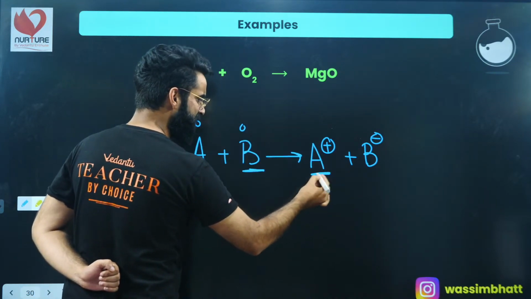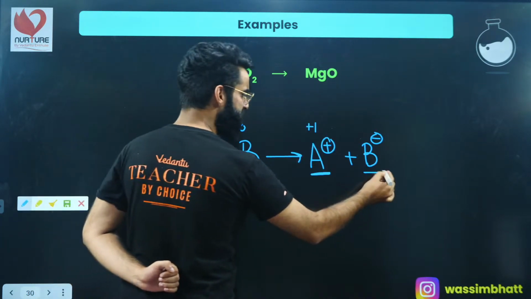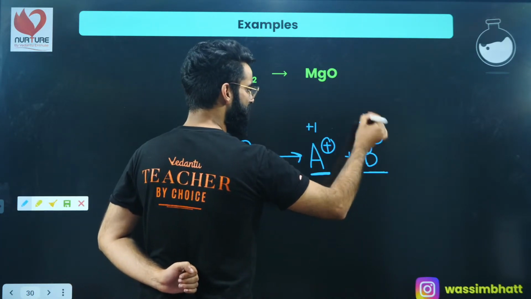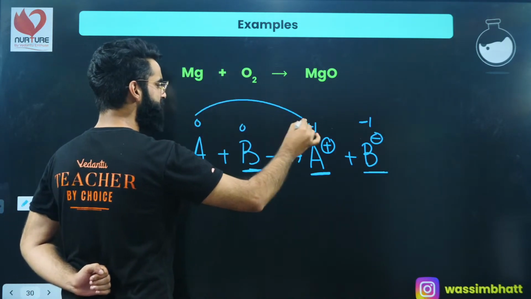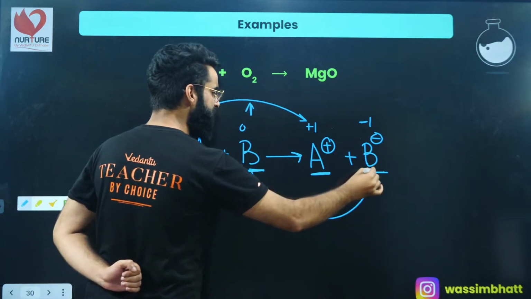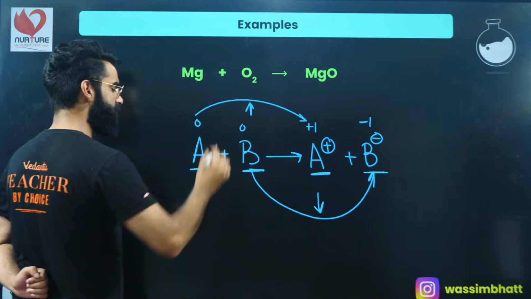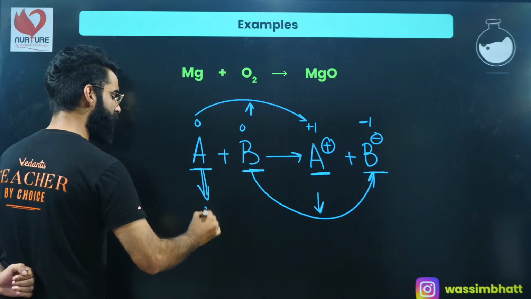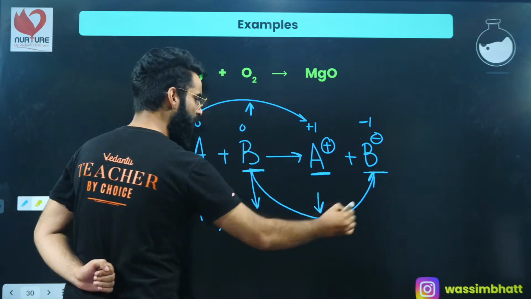What is the charge present on this A? Plus 1. So plus 1 is the oxidation state of A right here. Charge present on this B, it's minus 1. So minus 1 is its oxidation state. So during this process, is the oxidation state of A increasing or decreasing? It's increasing. Is the oxidation state of B increasing or decreasing? It's decreasing. Increase in the oxidation state is what we call oxidation. So I can say A is undergoing oxidation. That means decrease in the oxidation state of B.